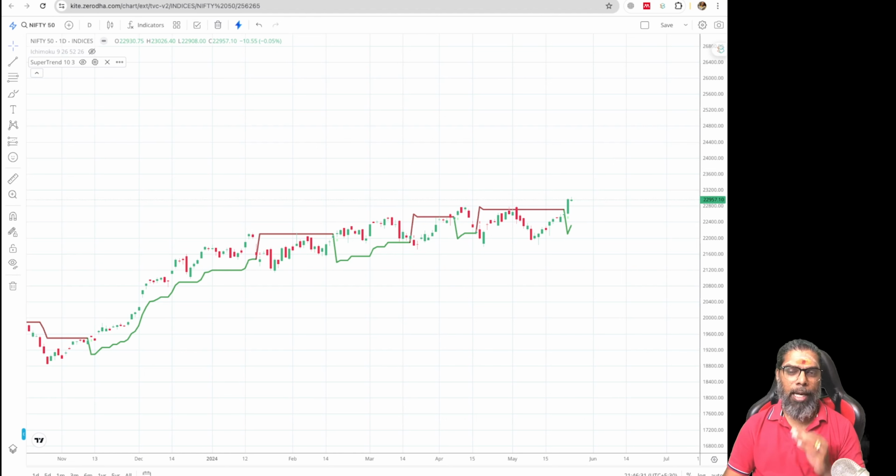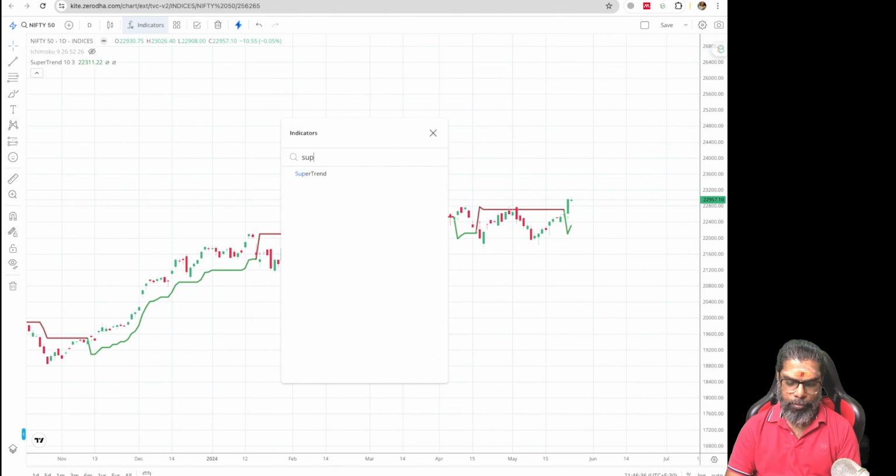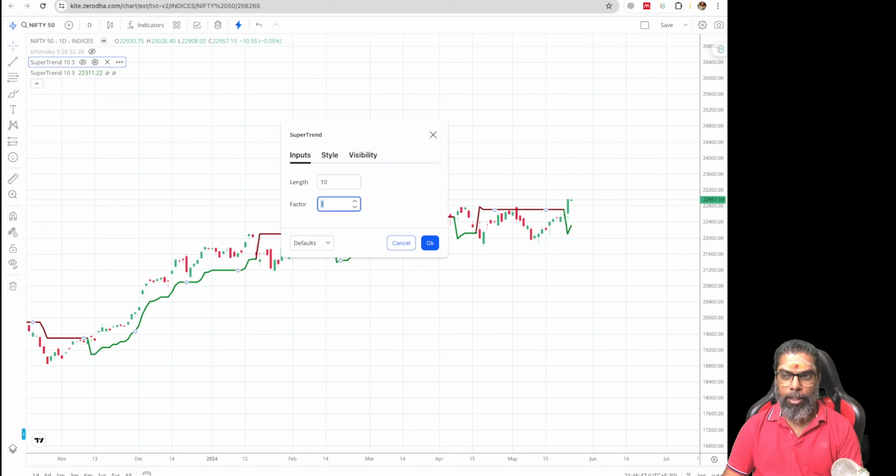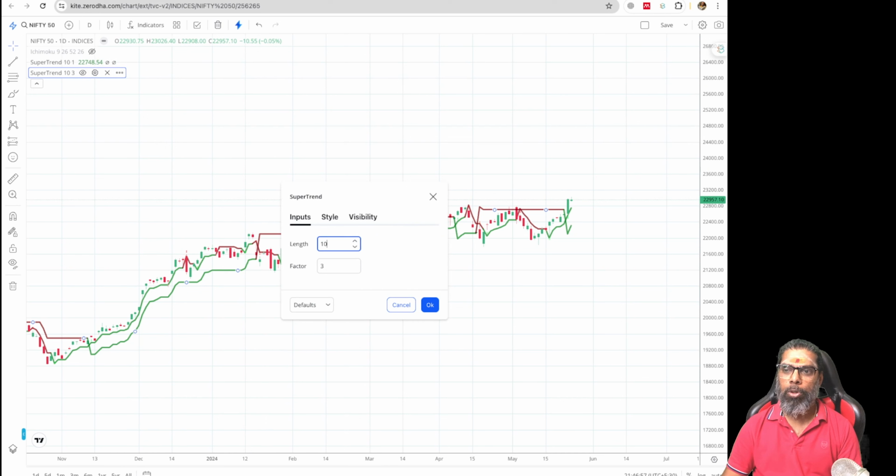You have to add the SuperTrend 3 times. Let's add one more SuperTrend and change this setting. The first default setting is 10, 3. So I will change this to 10 and the factor is 1. Just a reminder, 10 means like one number, so I'm adding 1. And the other one I'm going to add is 11 instead of 3, it will be 11 and 2.